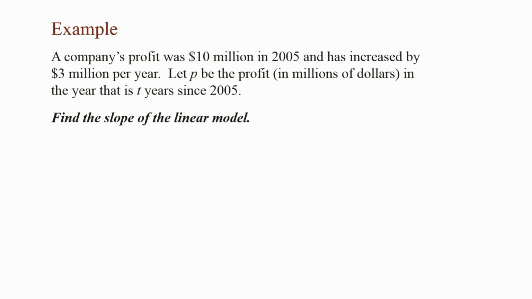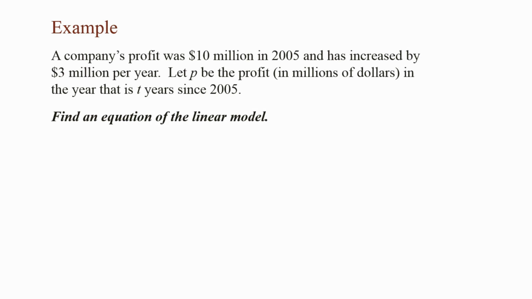In this example, using the same data, we want to find the slope of the linear model. We start with $10 million in 2005, then it increases by $3 million per year. So that tells us every year our profit goes up by $3 million. So that tells us that our slope is 3 million. Because it increased, it's positive, so m equals 3.